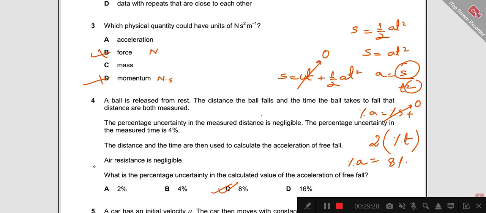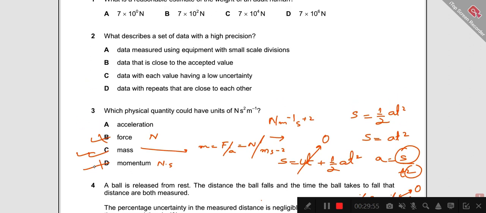Let's find for mass. Mass is force per unit acceleration. Force is Newton and acceleration is meters per second square. And when I bring this into the numerator, I can write meter to the power -1 and second to the power +2 instead. Mass is the correct answer.